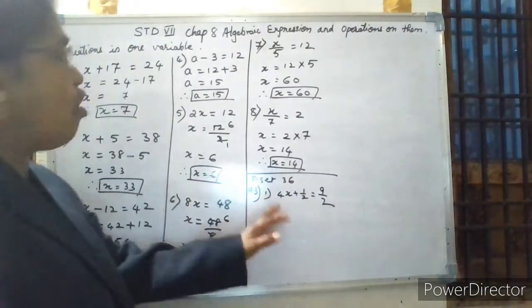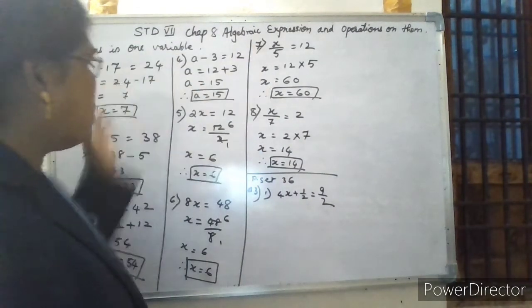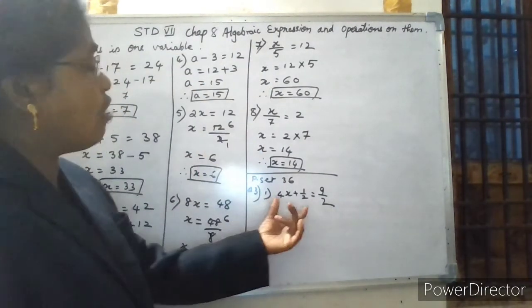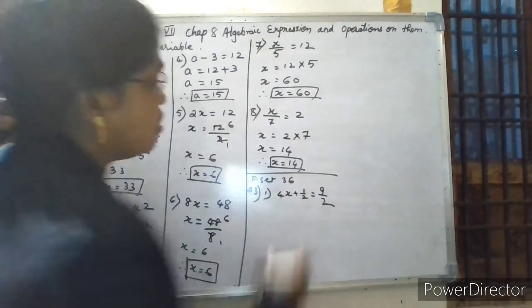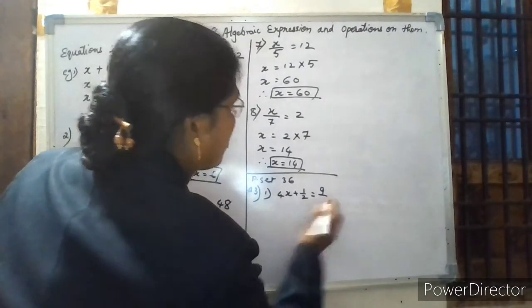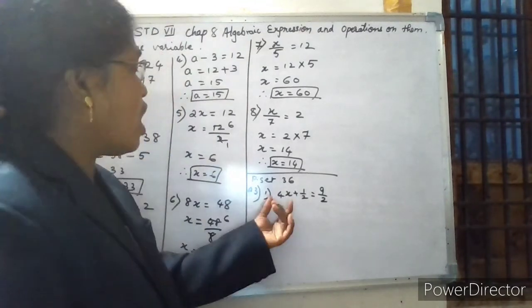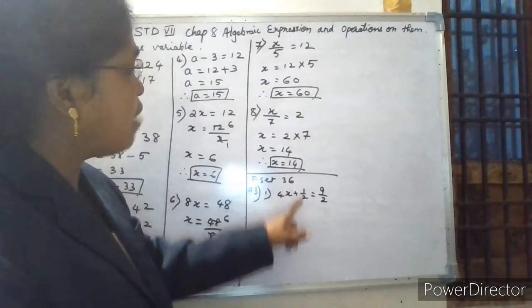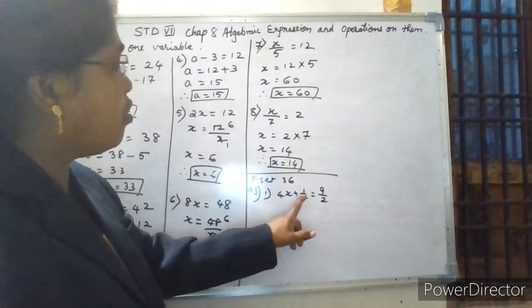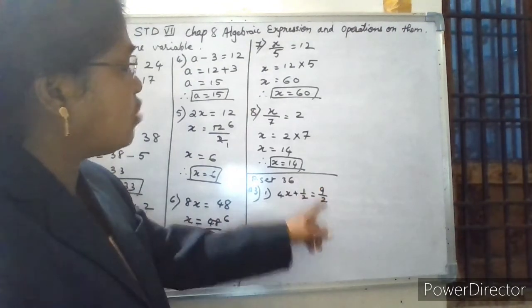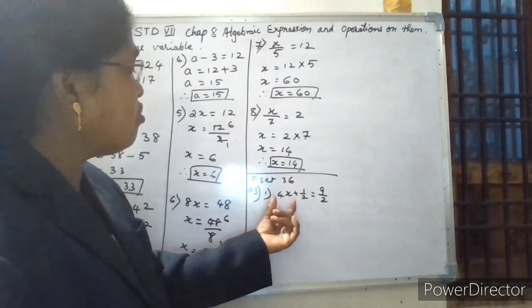This is a mixture of equations. Here you have learnt all the very simple equations. Now this one is a little bit complicated. 4x plus 1 by 2 plus 1 by 2 is equal to 9 by 2. 4x you keep as it is.